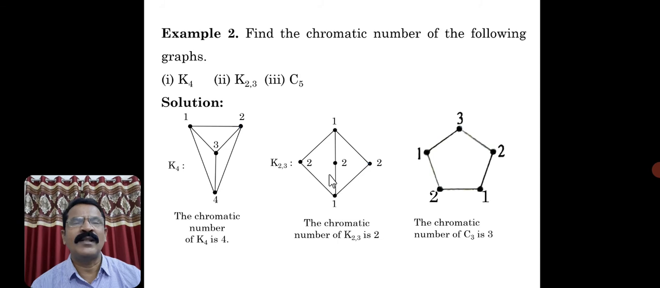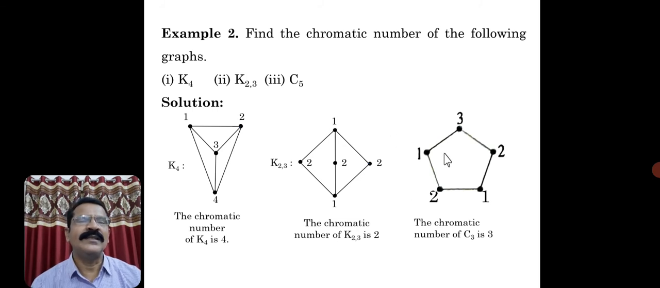So what is the chromatic number for this graph? It is 2. Whenever we have used only 2 colors, the chromatic number is 2. Whenever the chromatic number is 2, it is also called a bichromatic graph. So this graph is bichromatic because its chromatic number is 2.